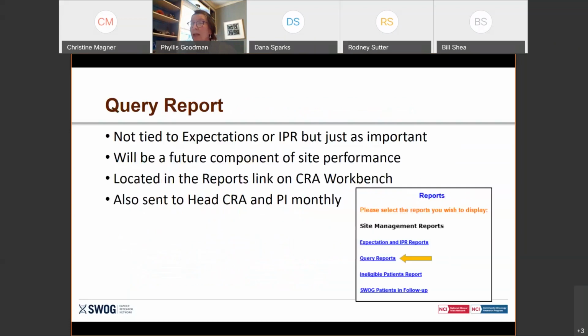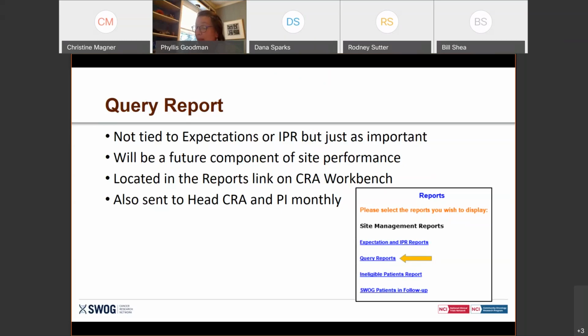Next slide. So I'm going to touch on a few of the other reports provided by SWOG to help with your data quality. The first is the query report, and these are queries posted by the data coordinator on the review of the patient's data. The queries are currently not tied to the expectation, missing forms, or IPR. However, it will be a future component of site performance, as clean data is just as, or maybe even more important than just submitting the form. The query report is located on the reports link of the CRA workbench and is also pushed out to the head CRA and PI monthly.